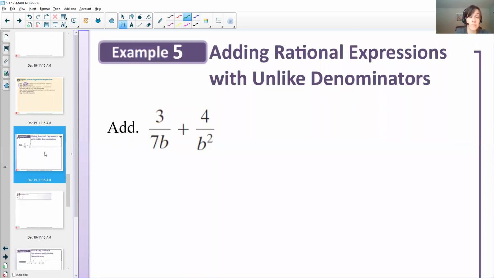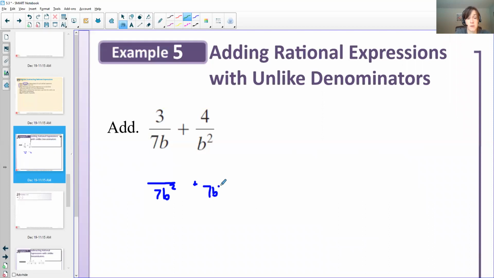So first, factor. Nothing to factor, right? Okay, so let's look at least common denominator. Well, I know I have to use a 7 because this guy has one. And the most b's is b squared. So that's my least common denominator.